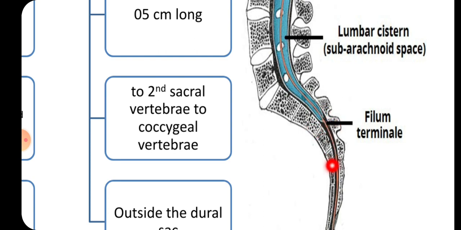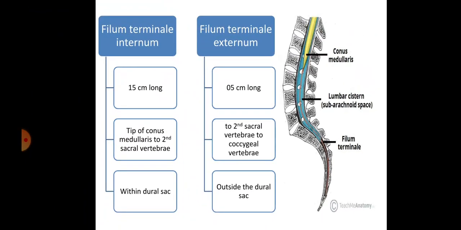After that, the dura mater sheath disappears. From the second sacral vertebra to the tip of the coccyx, it is not covered with the dura mater. So this is called externum. It is internum because it is covered in the dura mater sheath. When it is free from the dura mater sheath, it is called externum. See, filum terminale internum is 15 centimeters long. It extends from the tip of the conus medullaris to the second sacral vertebra. It is within the dural sac. And filum terminale externum is 5 centimeters long. It extends from the second sacral vertebra to the coccygeal vertebra, and it is outside the dural sheath.